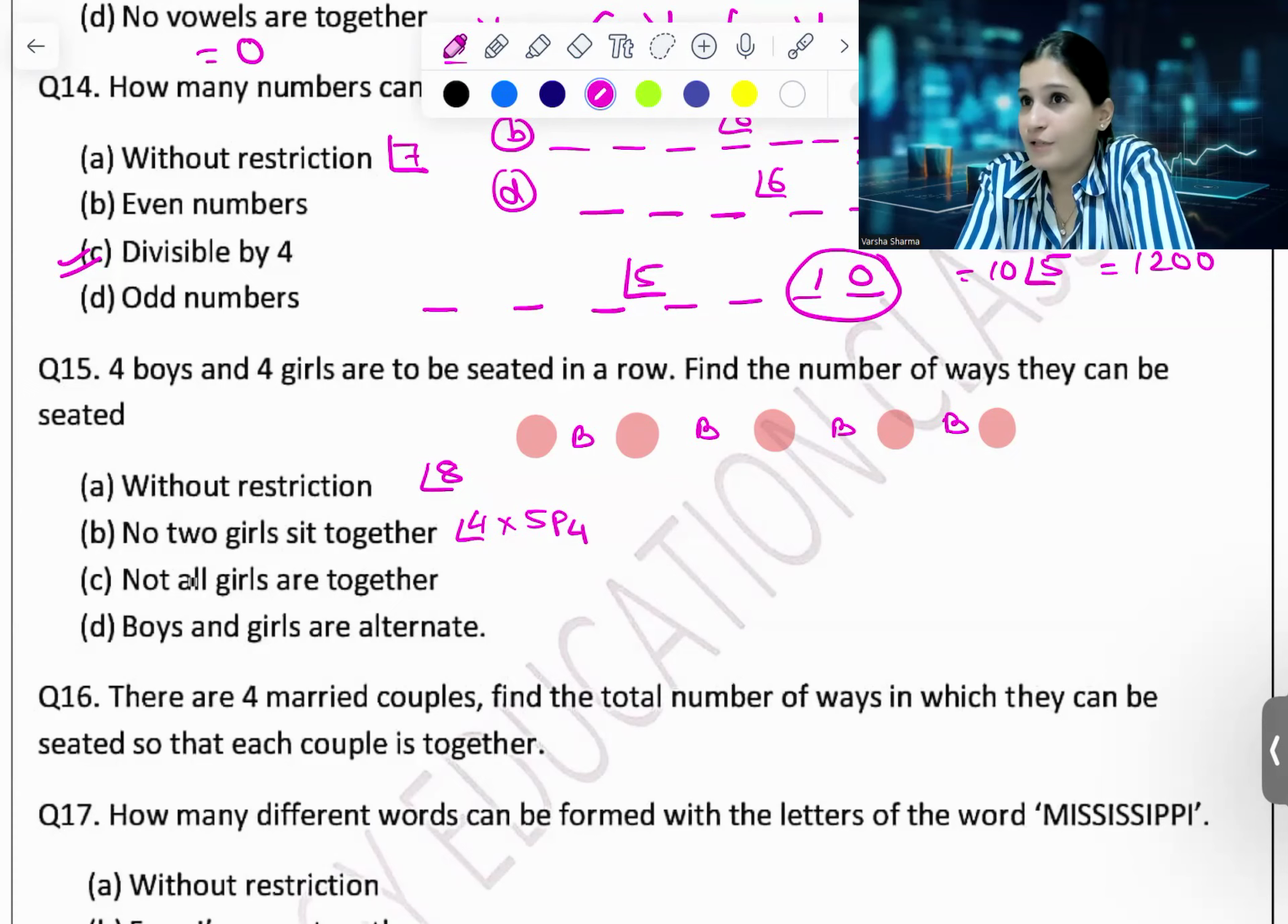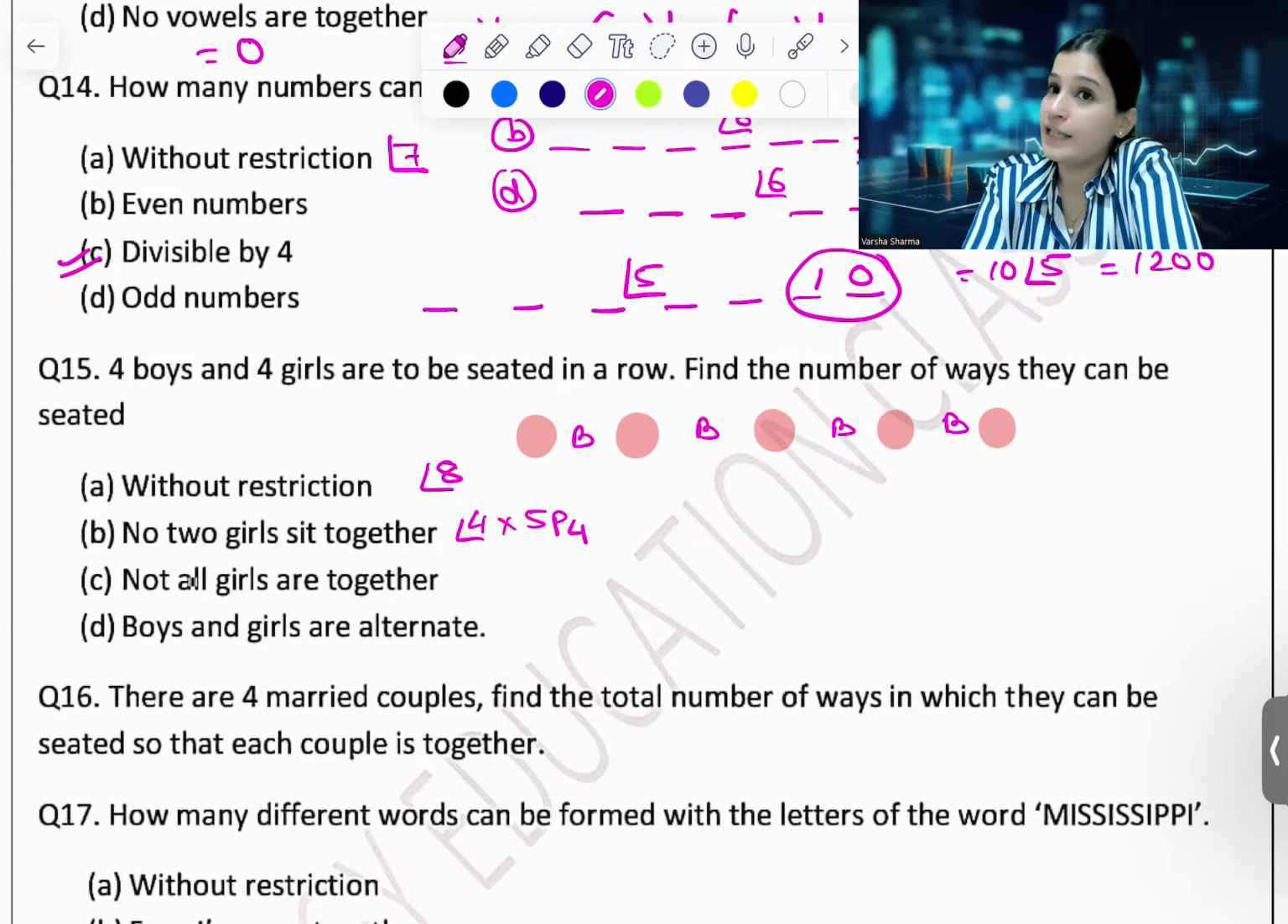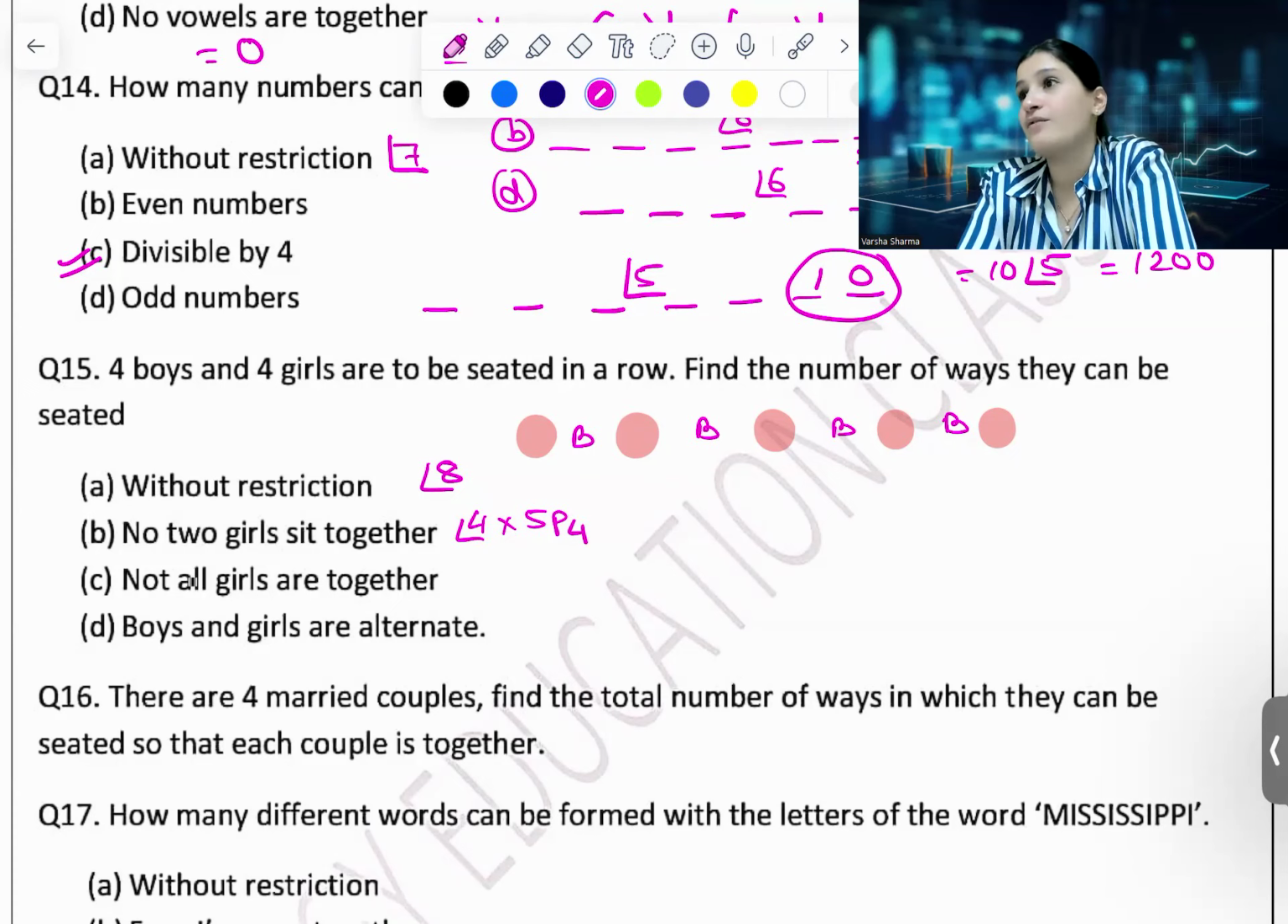So 4 boys can be arranged in factorial 4 ways. There are 5 gaps in between them. Out of those 5, we need to select 4 places for the girls and then arrange them. Number of ways to do that is 5P4. So total required number of ways is factorial 4 into 5P4.